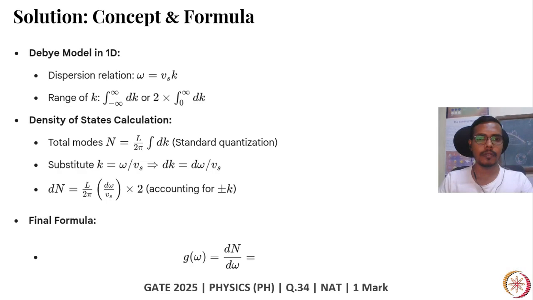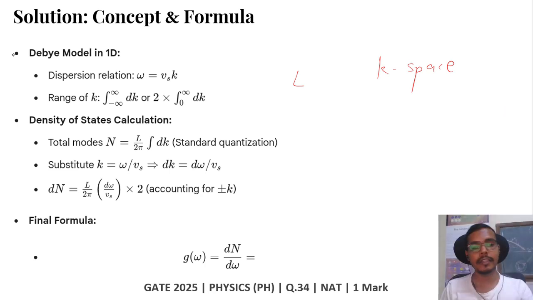Alright, so to solve this, we need the expression for the density of states in one dimension. Recall that for a one-dimensional chain of length L, the density of modes in k space is L over 2 pi. In the Debye approximation, we assume a linear dispersion relation, that is omega is k times Vs. This means dk is simply d omega over Vs.